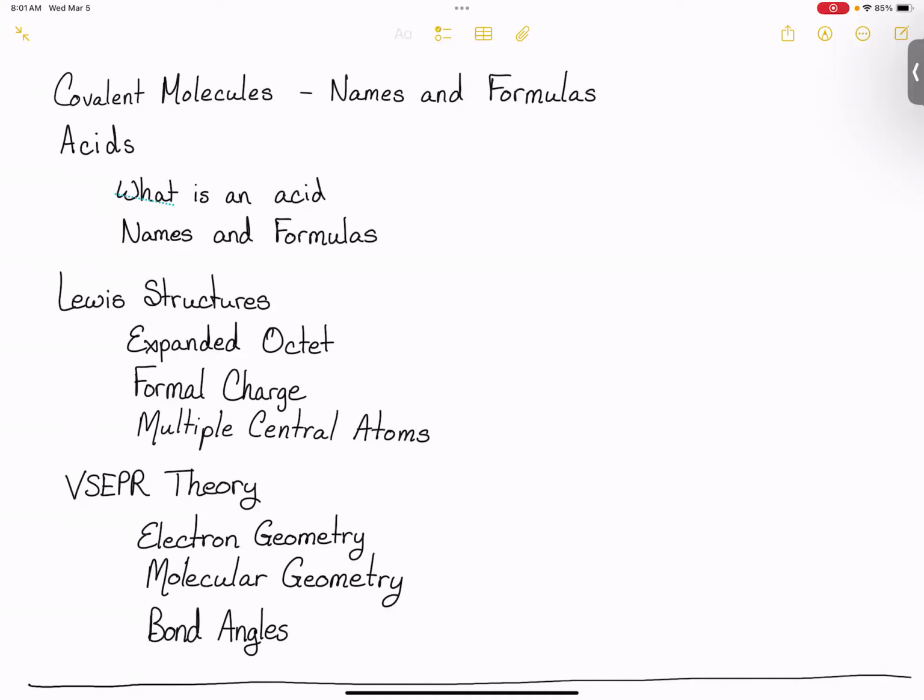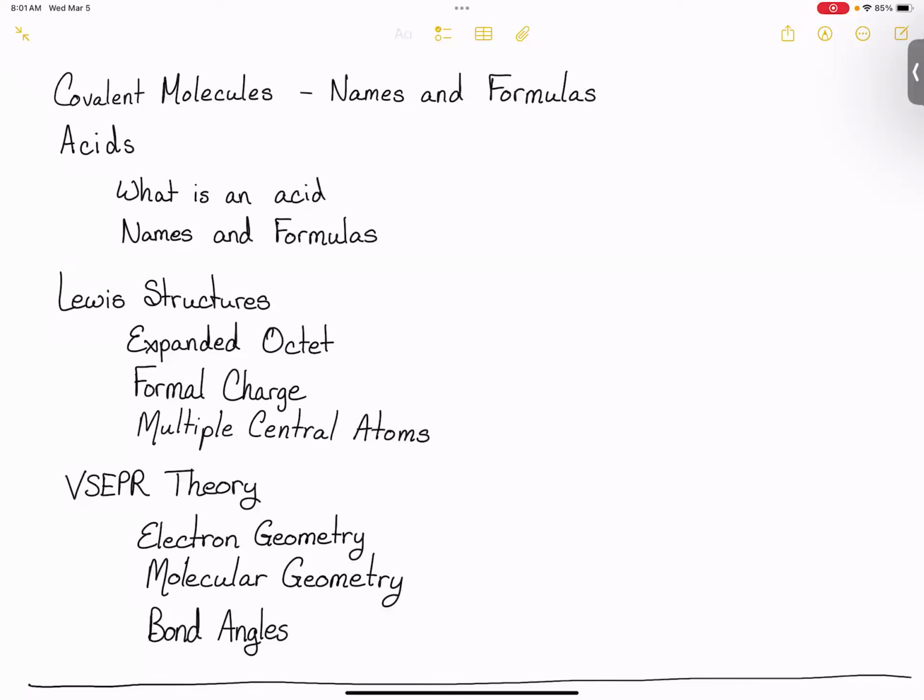The first thing I'm going to be doing today is we will discuss covalent molecules and we will discuss acids. This will finish up the section on how to name chemical compounds and how to write the formula for chemical compounds. I expect that to be at least 20 to 40 points of the next exam.